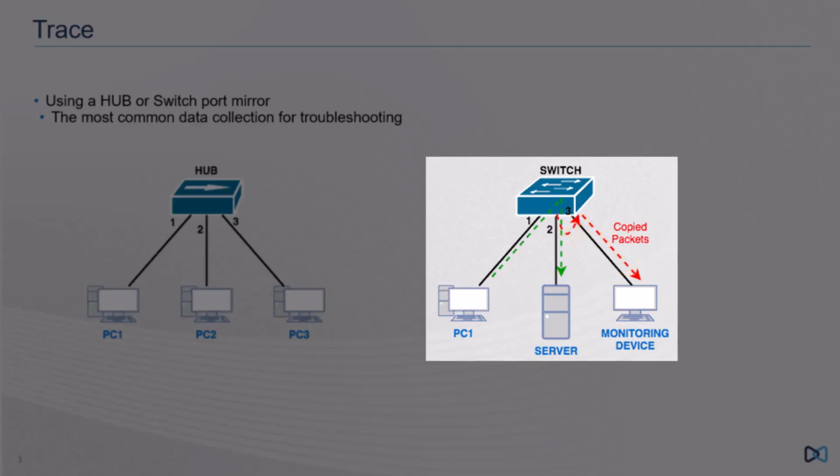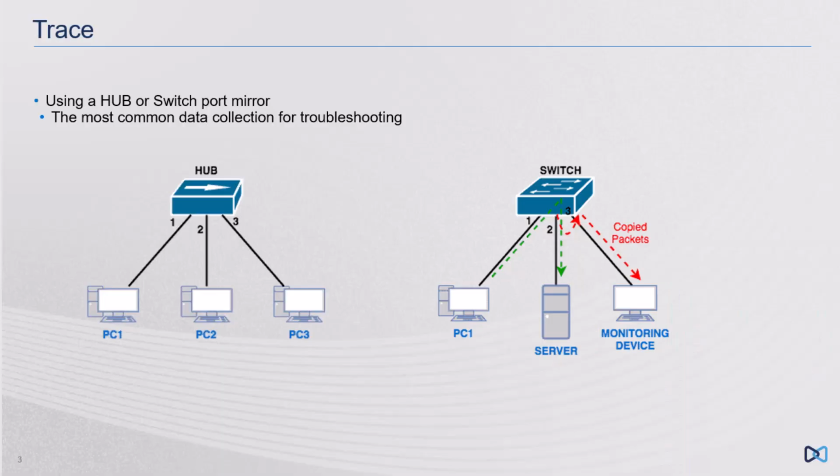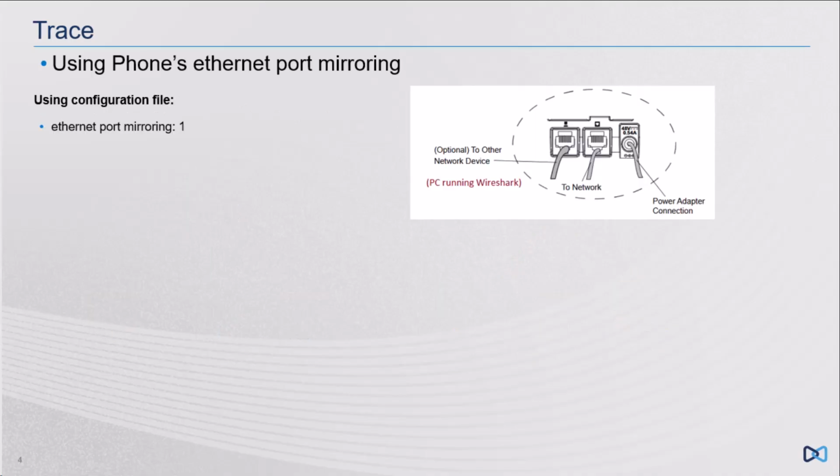When forwarding port 2 to port 3, all the packets going to port 2 route through port 3 as well. With a monitoring device running Wireshark, we can collect the trace. In modern networks, finding a hub can be difficult. With unmanaged switches or fully utilized switches, accessing the switch is not possible. When this is true, we can run a trace using port mirroring from the phone's Ethernet.